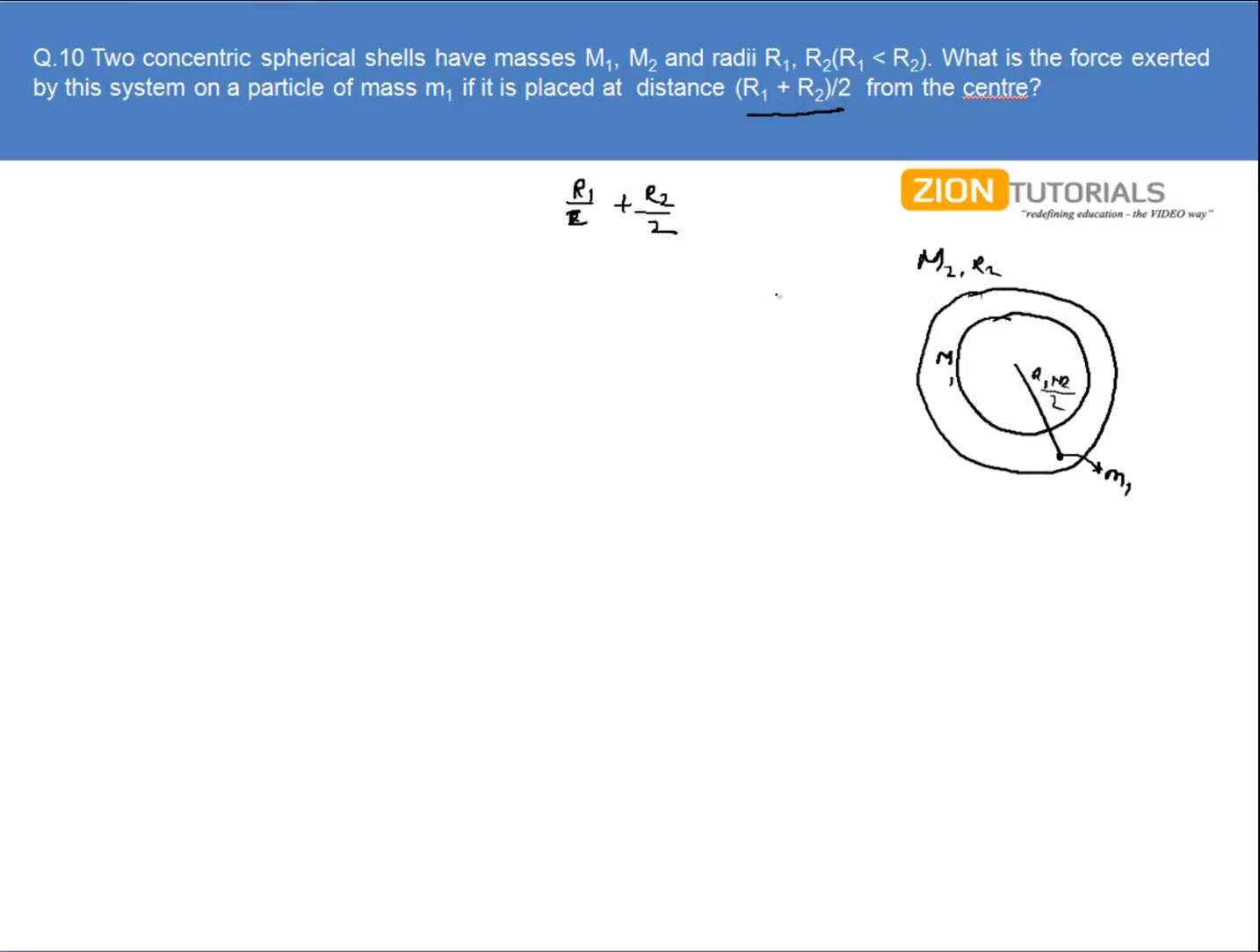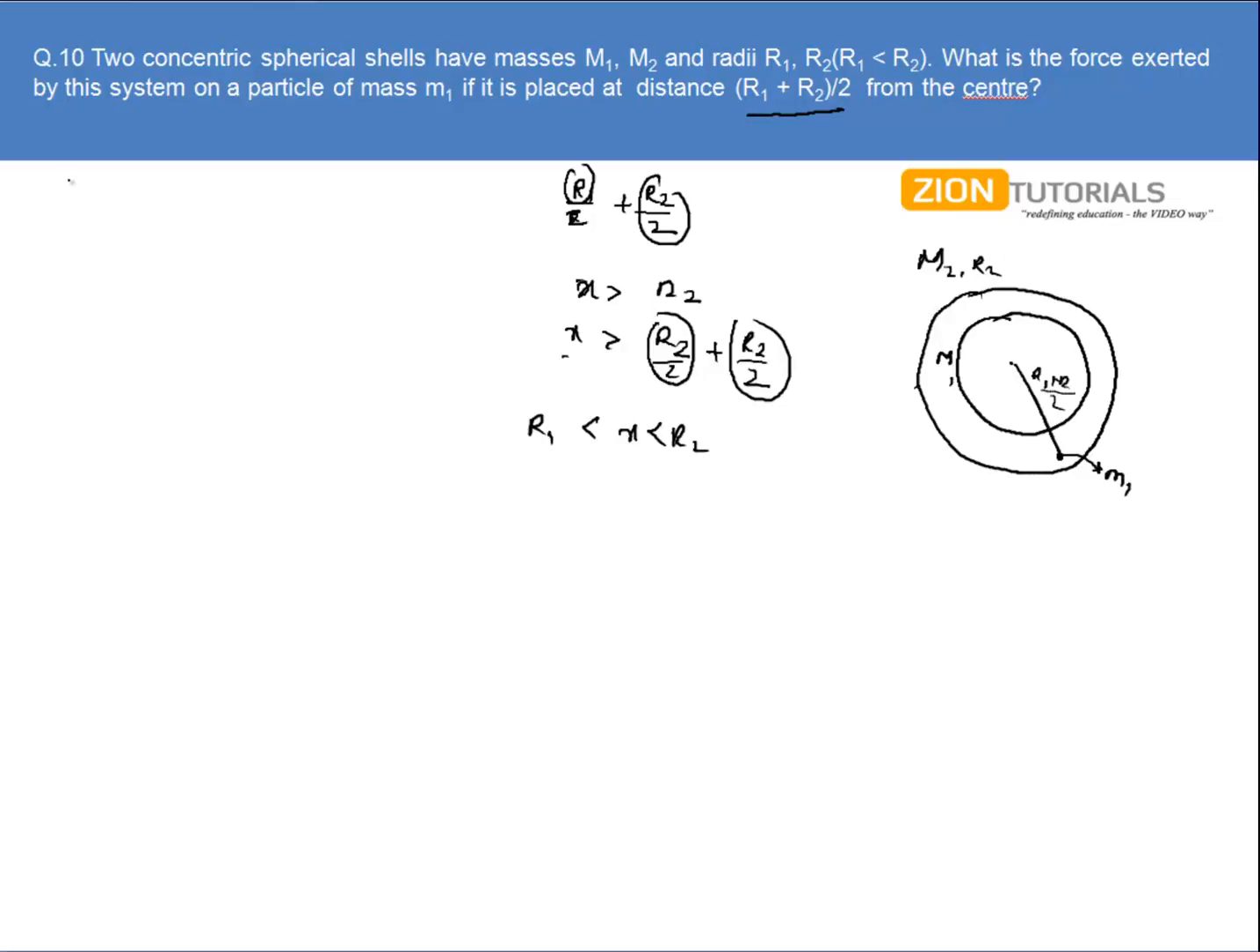Now if you feel that this particle m1 is outside M2, then the distance from the center, let's say the distance is x, should be greater than r2. This r2 can be written as r2/2 + r2/2. Clearly this r2/2 is the same over here, but r1 is less than r2, right? So of course the distance x is lying somewhere between r1 and r2. This proves that the particle is lying at a point between the two spheres.